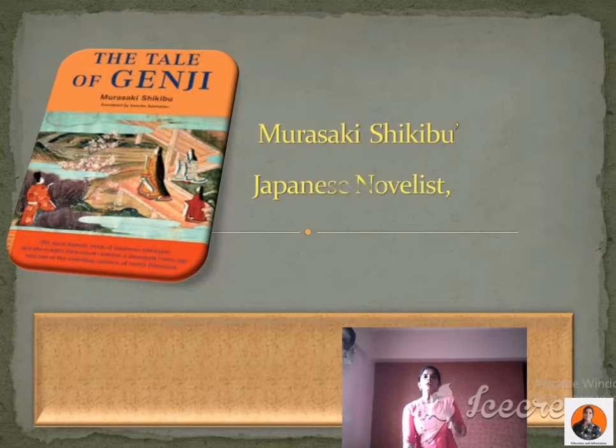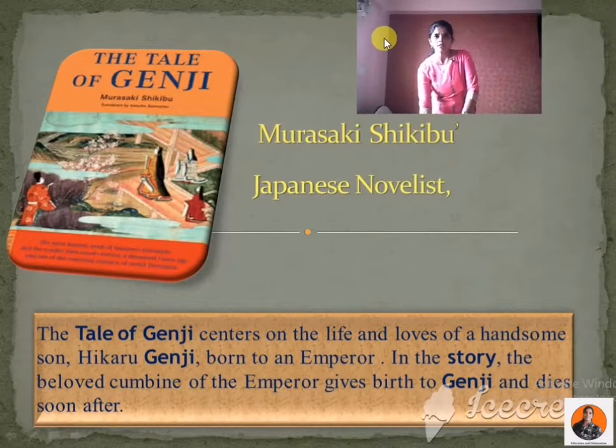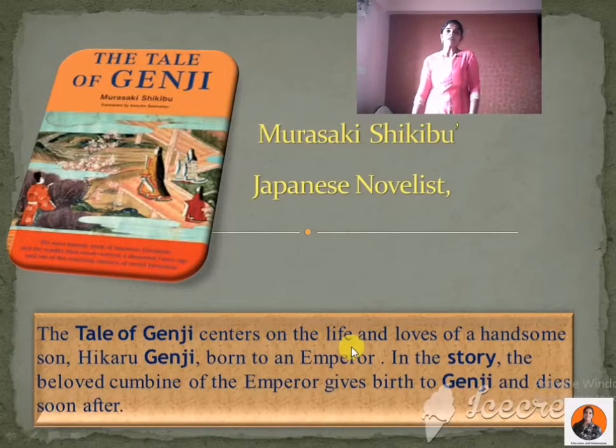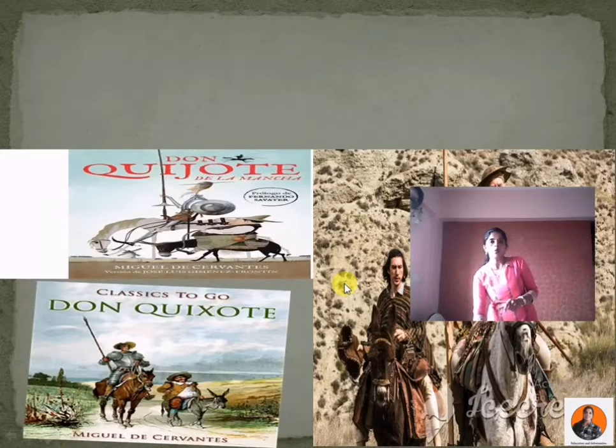Murasaki Shikibu was a Japanese novelist. Her novel, The Tale of Genji, centers on the life and loves of the handsome son Hikaru Genji. Born to an emperor in the story, the beloved consort to the emperor gives birth to Genji and dies soon after. And this is regarded as the first novel in the world.